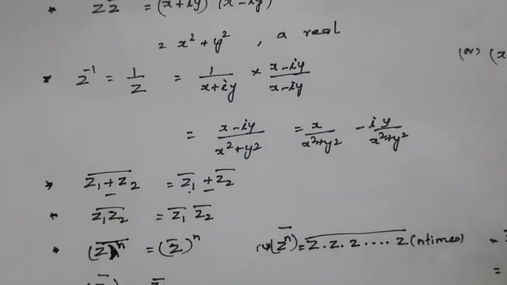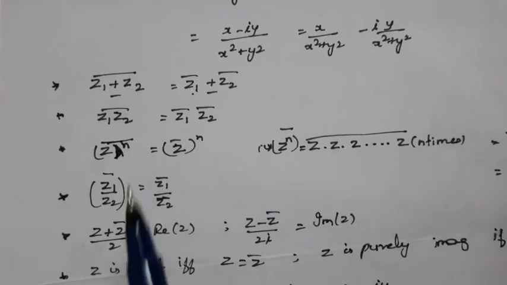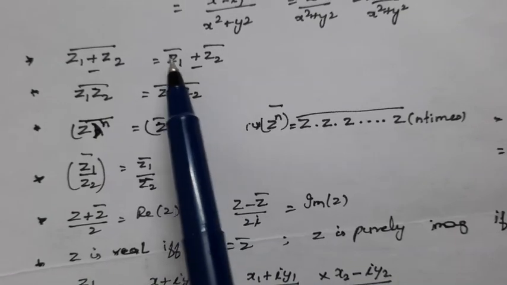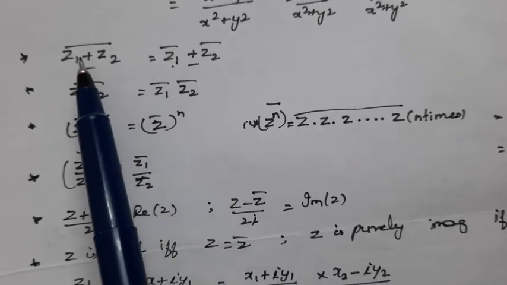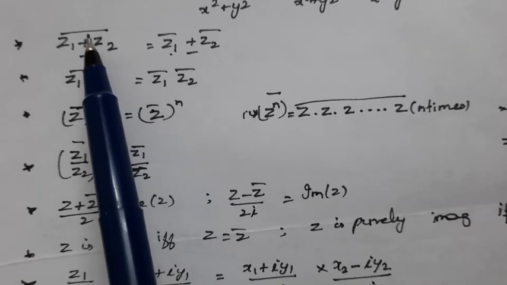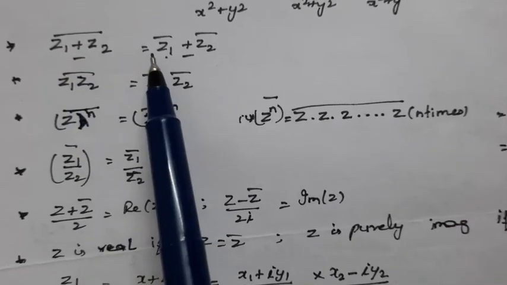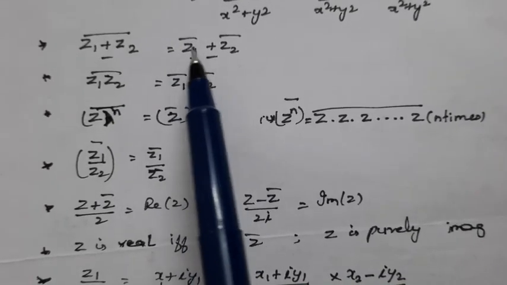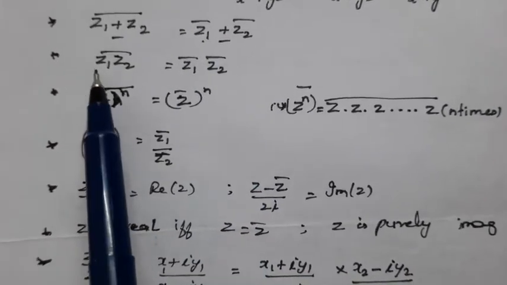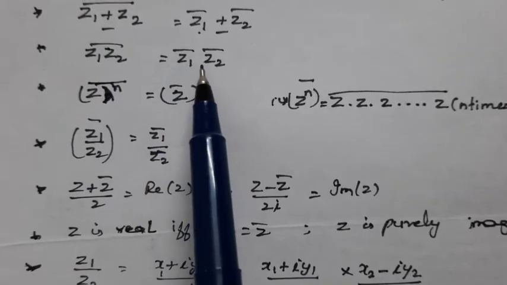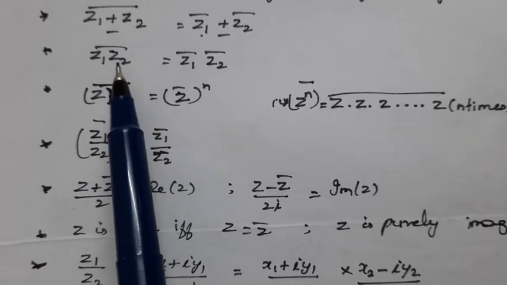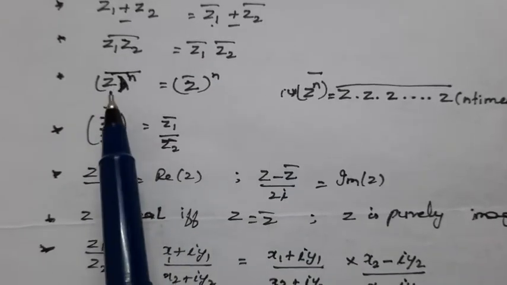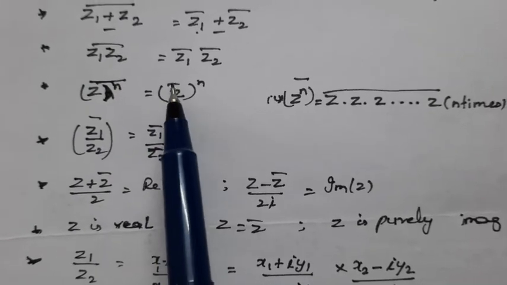Now, again the properties I have already explained in the previous session. z1 plus or minus z2 whole bar is equal to z1 bar plus or minus z2 bar. That is, the conjugate of the sum or difference of two complex numbers is equal to the sum or difference of their conjugates. Then z1 z2 whole bar equals z1 bar into z2 bar. That is, the conjugate of the product is equal to the product of their conjugates. And this can be extended and written as z to the n whole bar is equal to z bar the whole to the n.